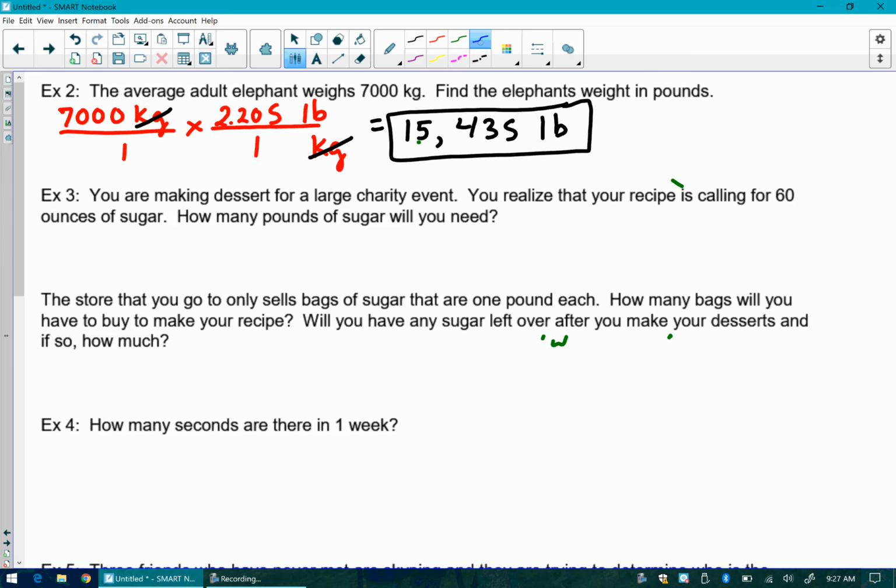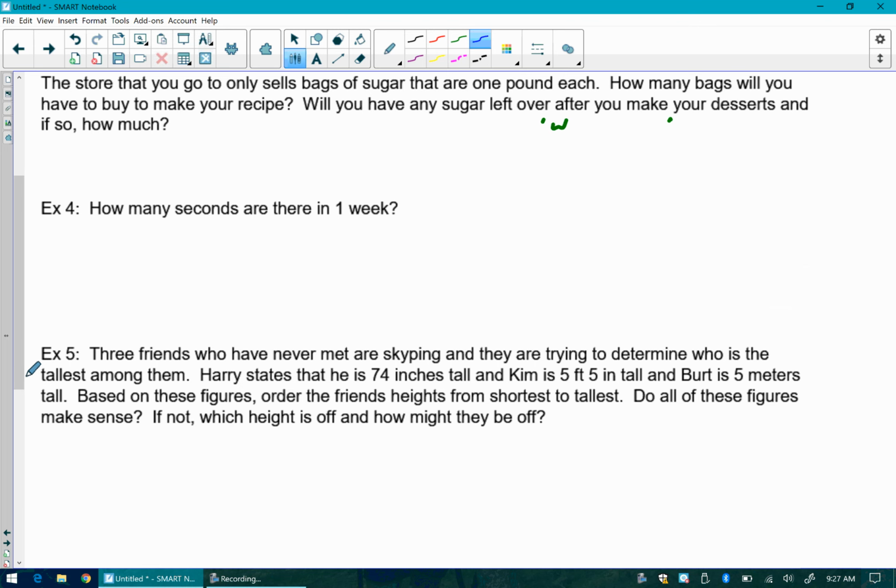All right, so looking at example 4, it asks us how many seconds are there in 1 week. So I start with what I'm given, my 1 week. You may already be saying, well, I don't have any time conversions on my sheet, and you don't. We take for granted that everybody should know that there are 7 days in a week, 24 hours in a day, 60 seconds in a minute, and so on. So basic time conversions we did not put on the formula sheet for you.